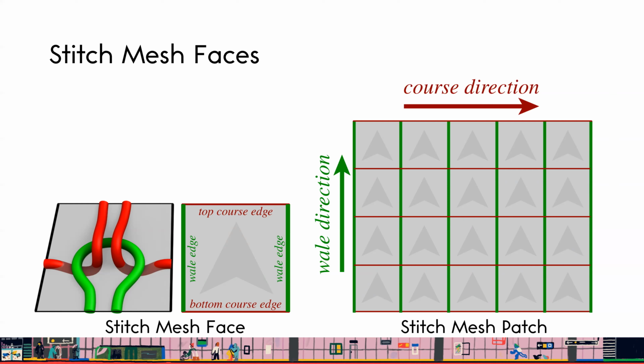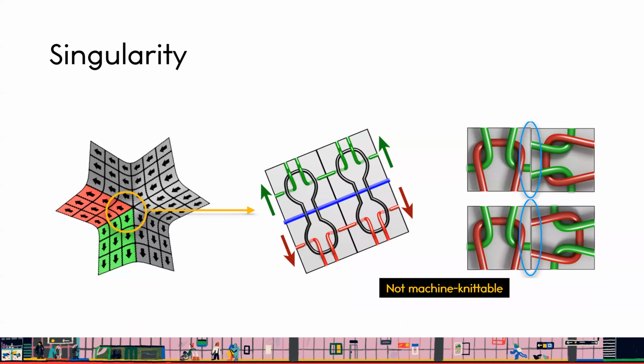It is relatively straightforward to tile the stitch mesh faces for a simple mesh without any singularity. However, for a complex mesh surface, if there exists any directional singularity as shown here, it will cause a lot of small closed loops which are not machinable. Or if we have an edge with one side a course edge and the other a wale edge, it will cause a broken yarn, which is not machinable either.